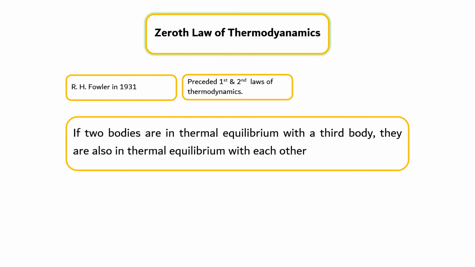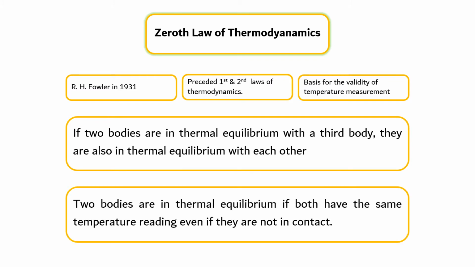The Zeroth Law of thermodynamics states that if two bodies are in thermal equilibrium with a third body, they are also in thermal equilibrium with each other. It serves as a basis for the validity of temperature measurement. By replacing the third body with a thermometer, the Zeroth Law can be restated as: two bodies are in thermal equilibrium if both have the same temperature reading, even if they are not in contact.